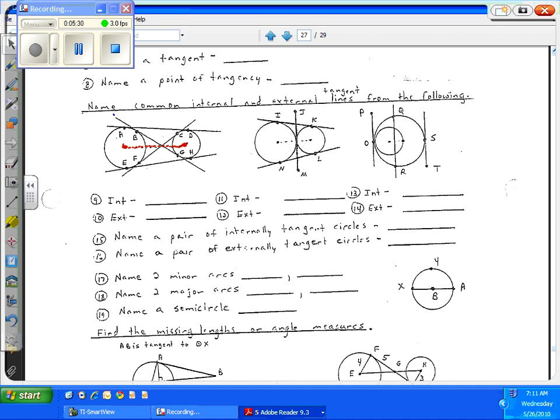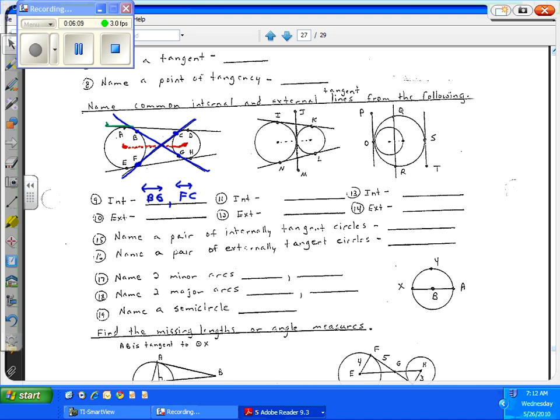We want internal tangent lines, so that would be a line tangent to two circles, two coplanar circles, that passes through the segment of centers. And so segment BG or line BG would be a common internal tangent line. Line FC is tangent to two coplanar circles. It passes through the segment of centers. So line FC is also a common internal tangent line.